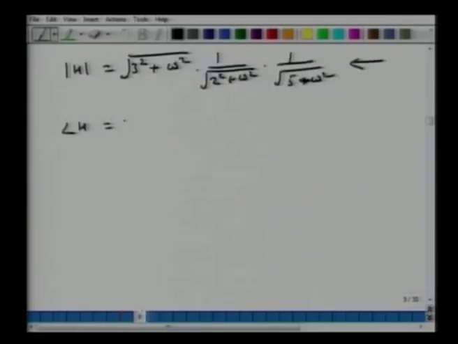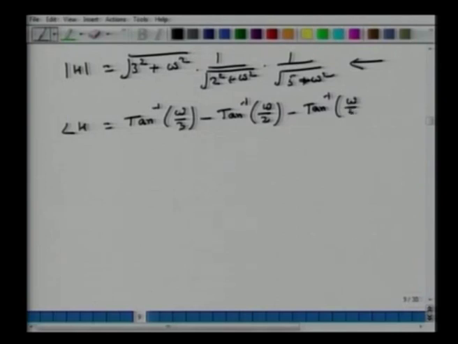So phase of H1 is tan inverse omega over 3 minus tan inverse omega over 2 minus tan inverse omega over 5. So I have now two relations. I can use these two relations to develop a phase plot and a magnitude plot for H.